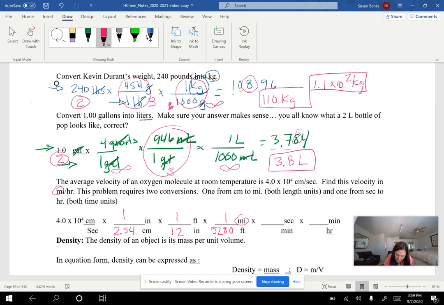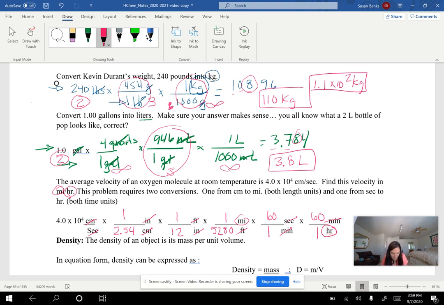So how many seconds are in a minute? There's 60 seconds in 1 minute, and in 60 minutes is 1 hour. So now I have hour. So my centimeters cancel, my inches cancel, my feet cancel. I have miles. My seconds cancel, my minutes cancel, and I have hours. So miles per hour. Okay?